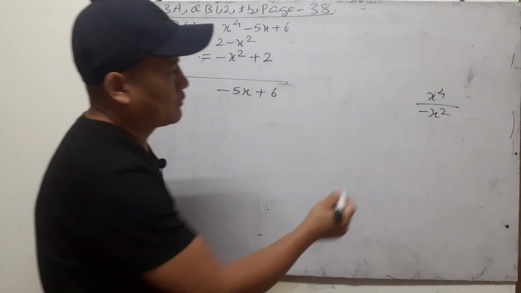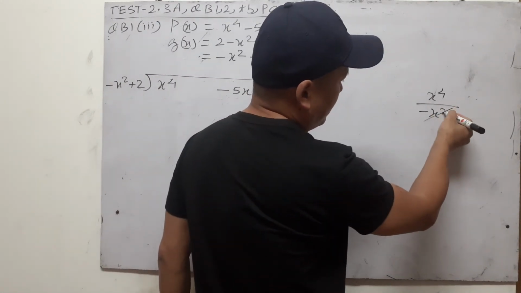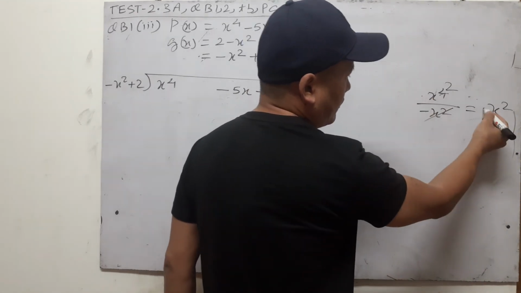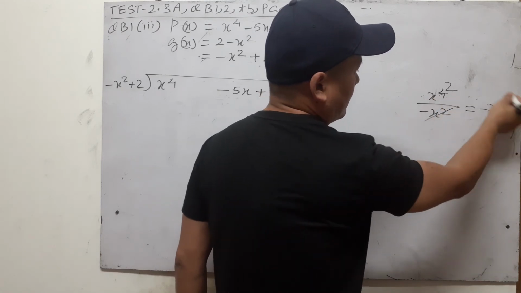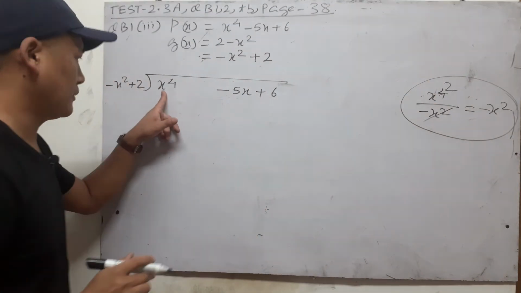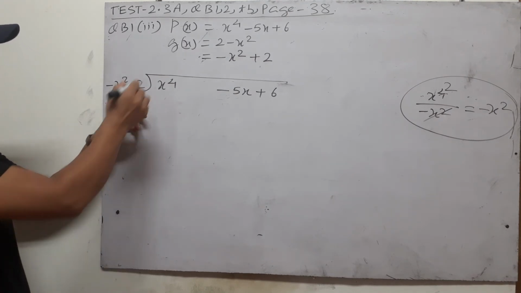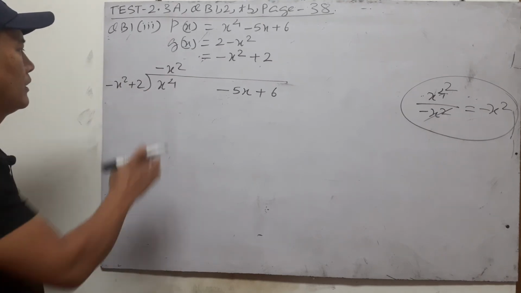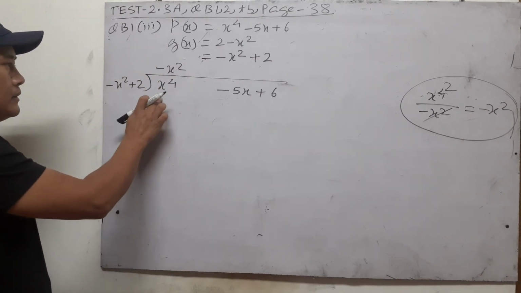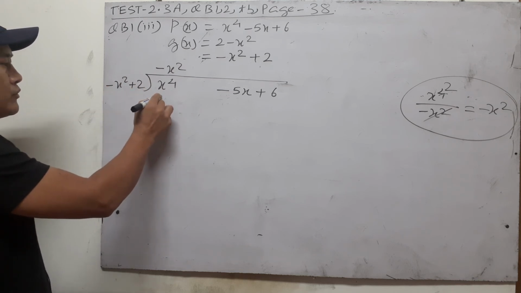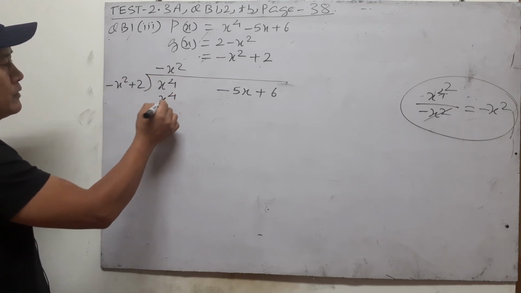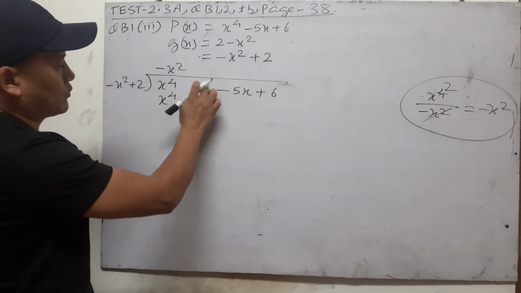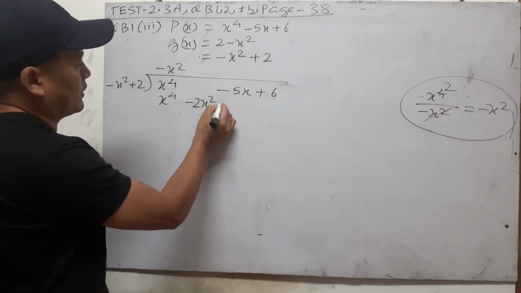Be careful. When we cancel, 4 minus 2 is 2, so x squared is left. But this minus will go to the numerator, so we get minus x squared. So after dividing the highest degree term of the dividend by the highest degree term of the divisor, we got minus x squared. Let that multiply both of these. Sign first, minus into minus, plus. x squared into x squared, 2 plus 2, x to the power 4. Minus into plus, minus 2x squared. There is no x squared here, so right here, minus 2x squared.